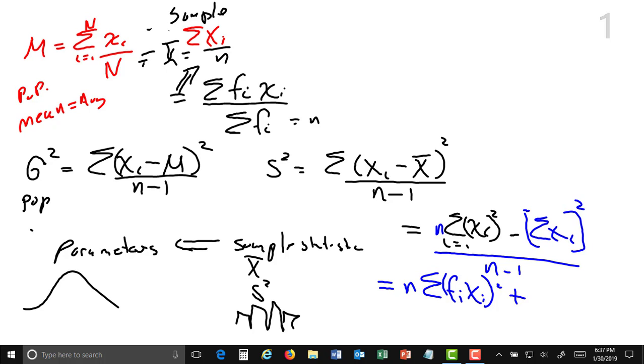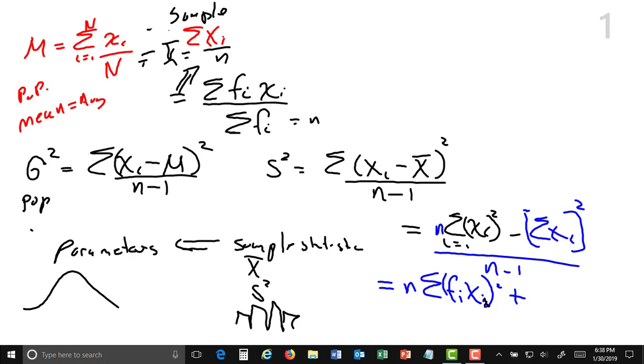Okay? So basically I'm going to rewrite that. I just put f of i times x of i, because I'm using frequency. Remember what these are now? These are not our regular x of i's. They're like midpoints of the cells, so it's like x of m i. It's not exactly the observation anymore, because you're getting information off the frequency chart.